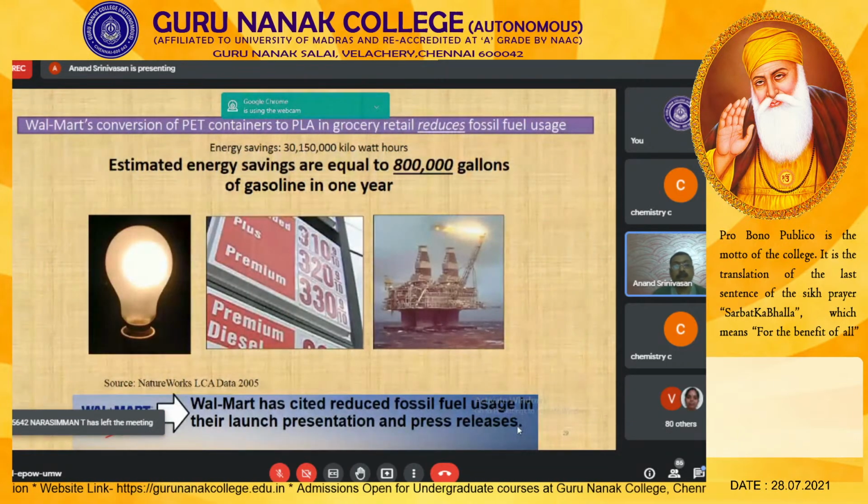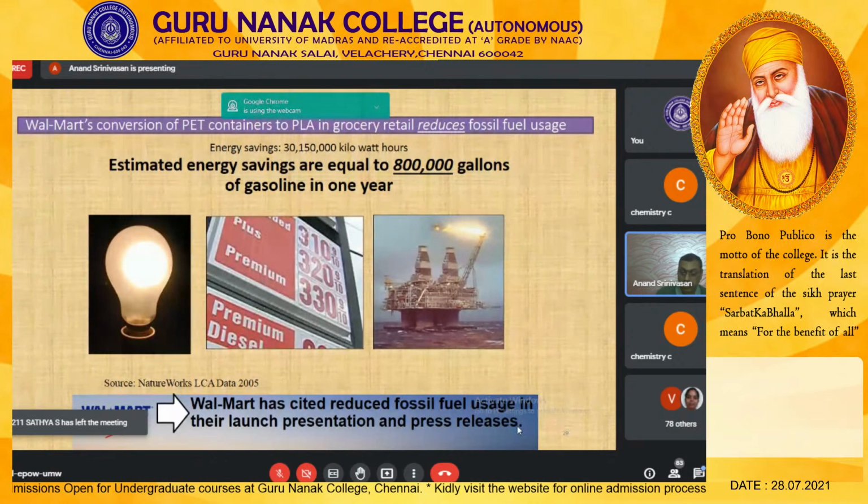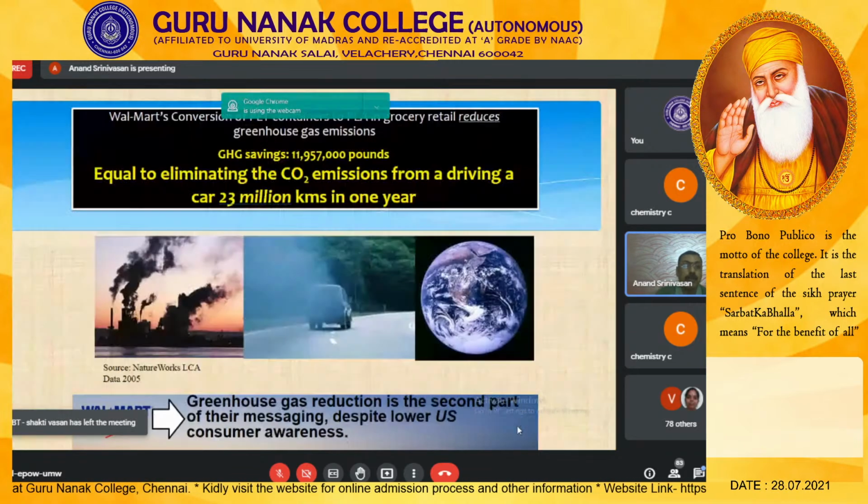Walmart is one of the companies which is very much interested in the conversion of PET containers to PLA. What Walmart has done is replace all PET containers with polylactic acid in grocery retail, and they found there is a phenomenal reduction in carbon dioxide. They estimated energy savings almost equal to 800,000 gallons of gasoline in a year. Walmart has cited reduced fossil fuel usage, and they are switching over to biocarbon instead of petroleum carbon. As you can see, plenty of products are available from Walmart.